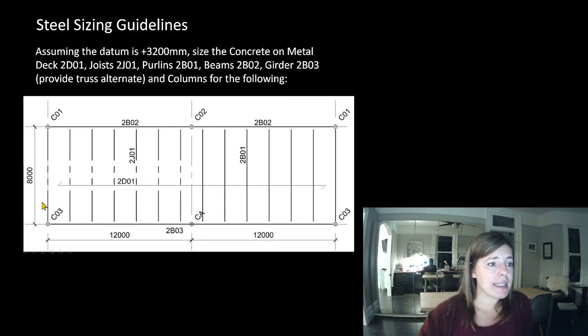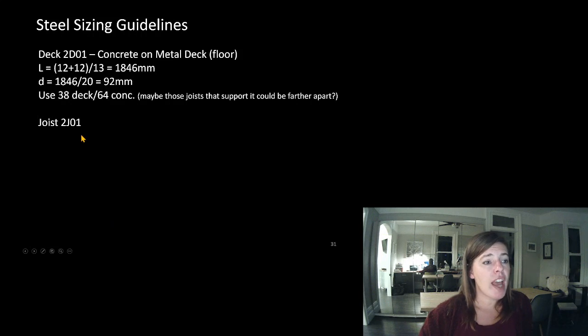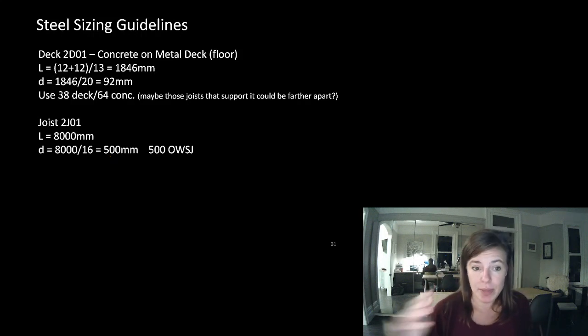2J01, let's just go back a second. Our 2J01 and our 2B01 both span 8 meters. 2B02s span 12 meters, and then our 2B03 spans 24 meters. Okay. 2J01, we know it spans 8 meters. We know our sizing guideline for open web steel joists is 16. That tells us we need something that's about 500 millimeters deep, and they come in 2-inch increments, so 50 millimeter increments. So 500 millimeter deep open web steel joists.